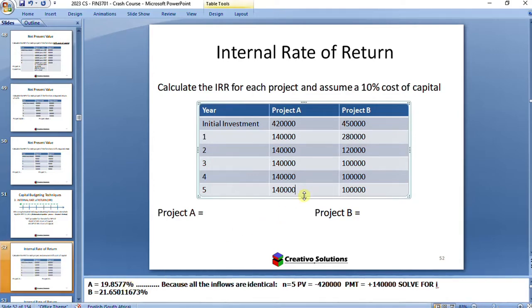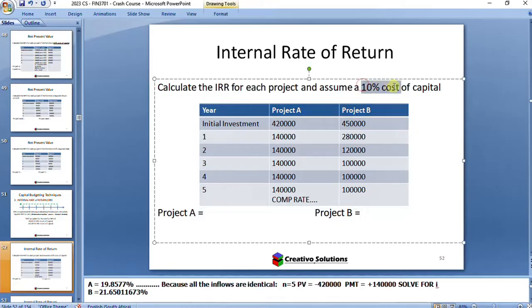Is that right? Parosha, can you confirm? Yes, that's correct. Okay. So you compute the rate instead of inserting a rate. Earlier we had to insert the 10% or the 22%. This is the same project as before. We had project A and B.